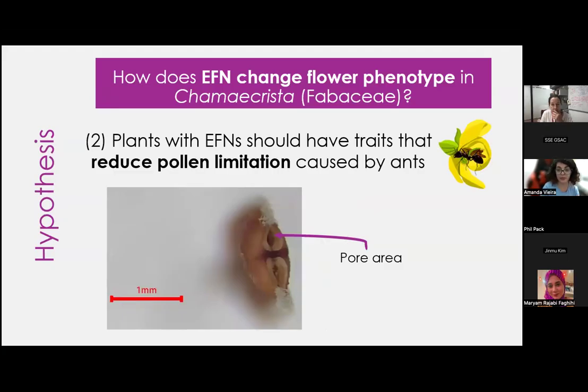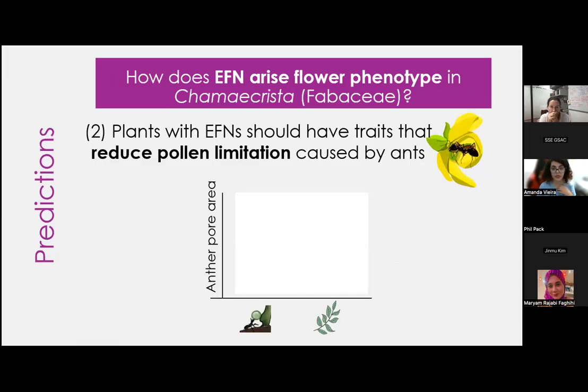We also measured the pore area of the anthers. So here we have an anther, a poricidal anther, and we measured this area because it's possible that with a larger pore area, the pollen might be released more easily compared to when they have a small area. So we think that plants with extrafloral nectaries might have a larger pore area, so pollen could be released more easily when compared to plants without extrafloral nectaries.